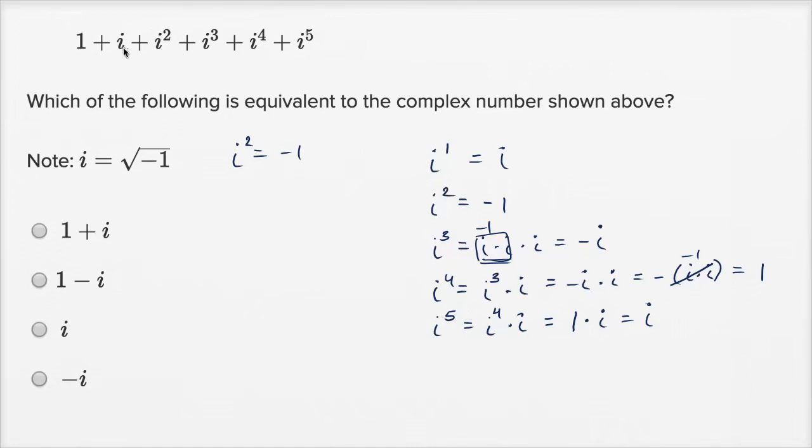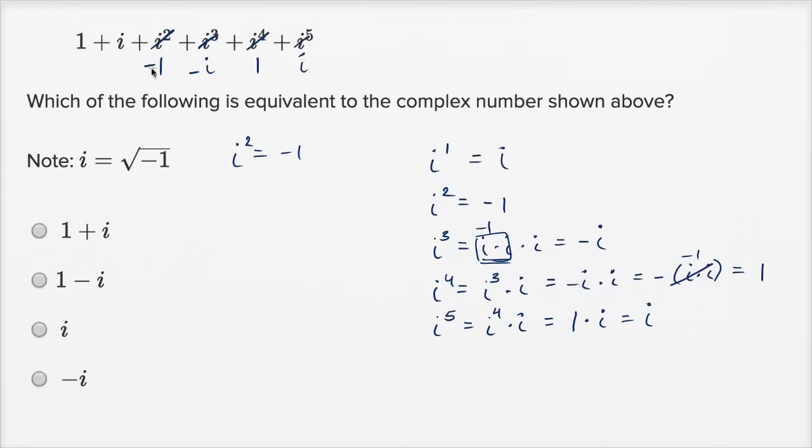about. So 1 plus i squared, this is negative 1. i to the third is negative i. i to the fourth is 1. And then i to the fifth is i. This is i. All right.